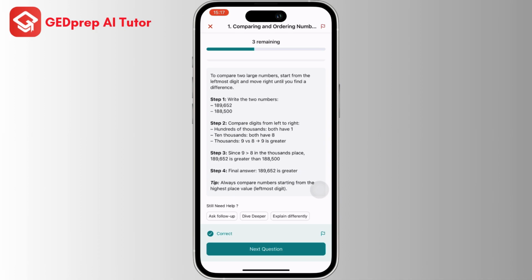start comparing from the left, the biggest place values. Both numbers have a 1 in the 100,000s place and an 8 in the 10,000s place. But when we reach the thousands place, we see a difference. 189,652 has a 9, while 188,500 has an 8. Since 9 is greater than 8, we don't need to go any further. We already know that 189,652 is the greater number. This is a good reminder. When comparing large numbers, always read from left to right, starting with the highest value digits.